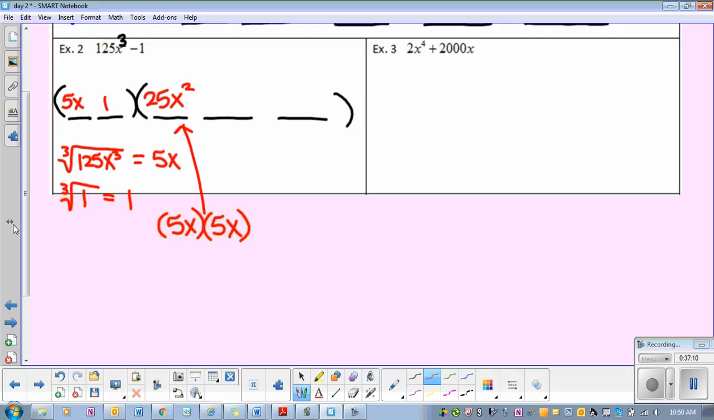Yeah, Kimberly, good. And then in the middle, we need to multiply. So what is 5x times 1? 5x. And then what goes in the last one? 1, because it's your second one squared, so it multiplies itself, which is 1, right? And then the signs: same, opposite, always plus.